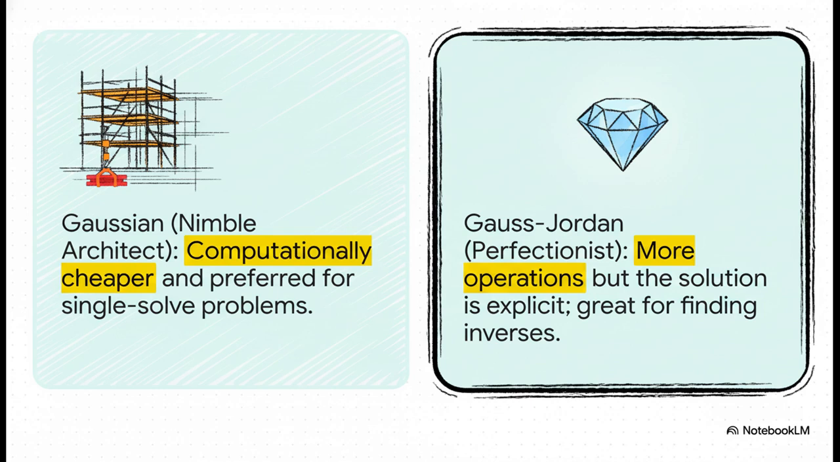Gauss-Jordan, on the other hand, is the perfectionist. It does more work, for sure, but the result is this explicit, immediately obvious solution. And that's incredibly valuable for really understanding what's going on and for certain tasks like finding a matrix inverse.